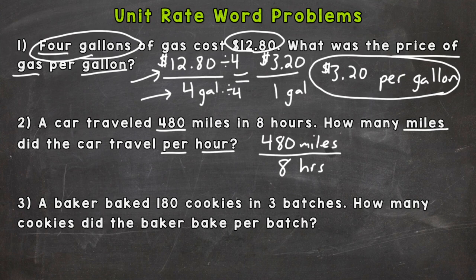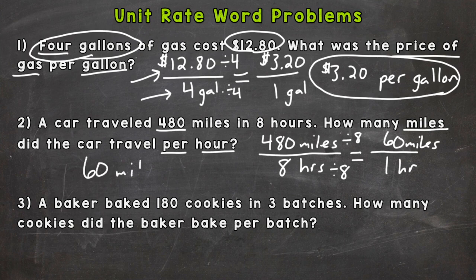Now we need to get it to a unit rate, so we need a denominator of 1. So in order to get a denominator of 1, we need to divide by 8. Whatever we do to the bottom, we need to do to the top in order to keep it equivalent. And 8 divided by 8, we get per 1 hour here. And 480 divided by 8 will be 60 miles. So the car traveled 60 miles per every 1 hour. So 60 miles per hour.